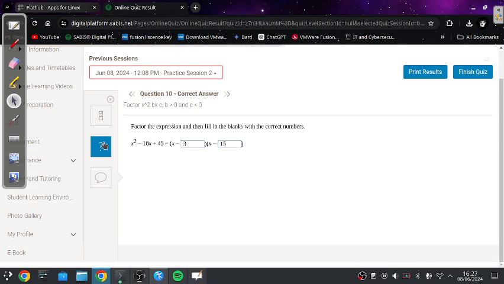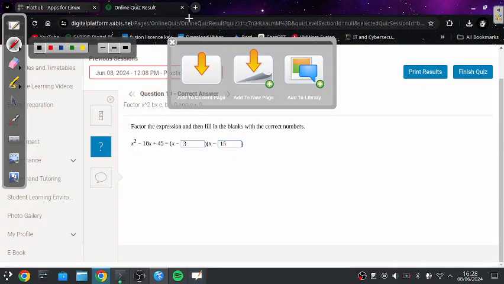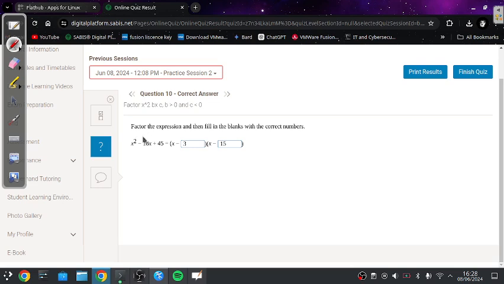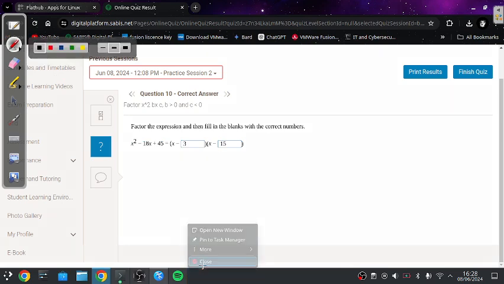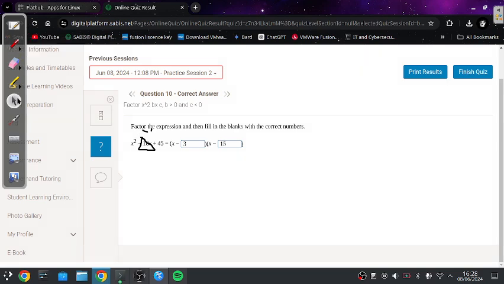Didn't I just do this? X squared minus 18x plus 45. Okay, there we go. X squared plus 16x minus 36. Two numbers that make, let's use the stylus. There we go. So sum of negative 18. I just did this. There we go. Okay.